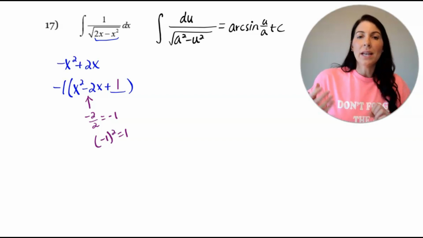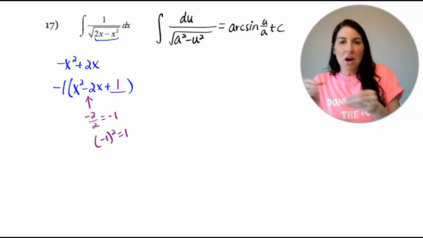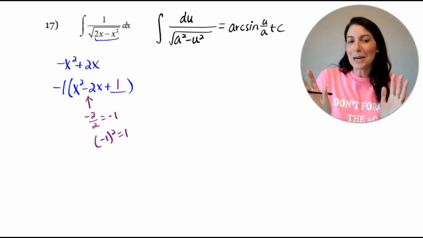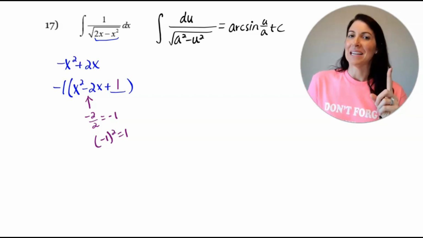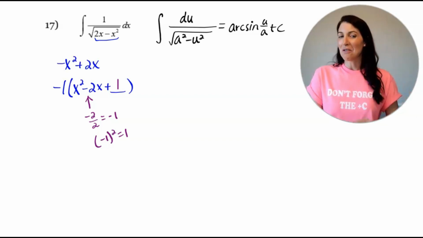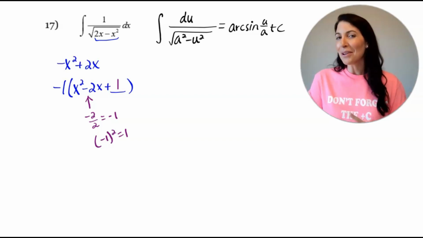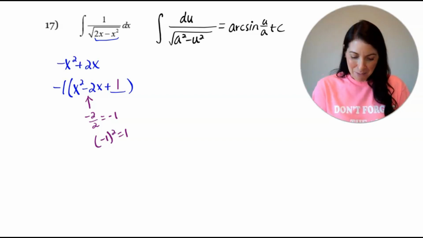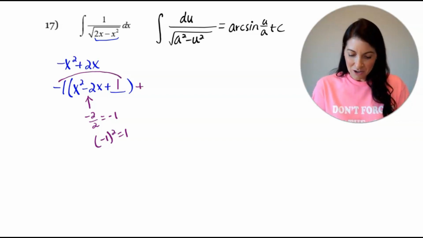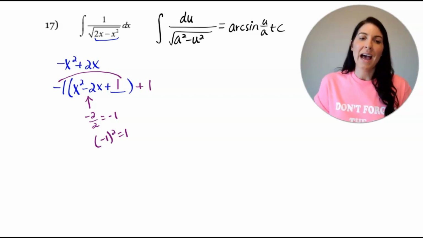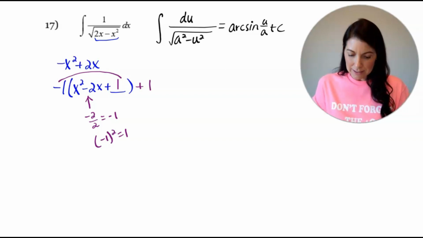Now we can't just go in and add 1 randomly without undoing what we just did, because we're not trying to change the problem. And this is where mistakes happen. So it appears as though I've added 1, but have I really added 1? I have not. Because of this -1 out in front, I have actually subtracted 1. So to undo that, I will need to add 1 outside of the parentheses.